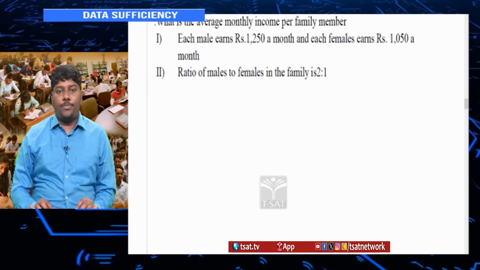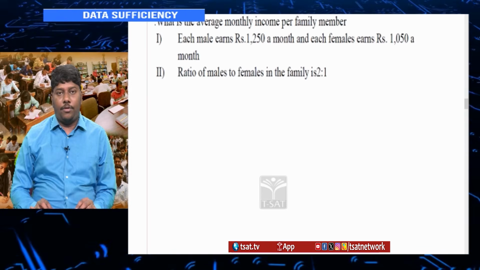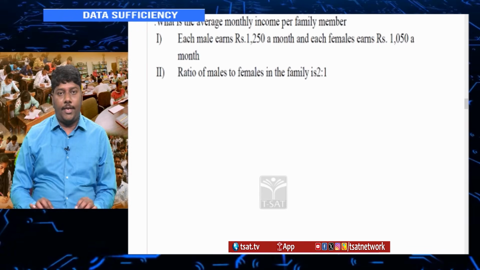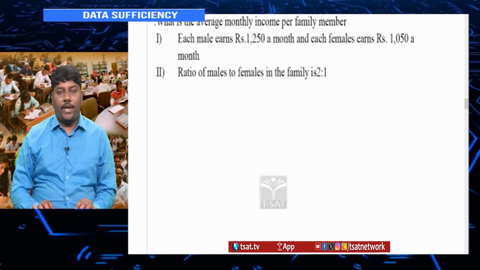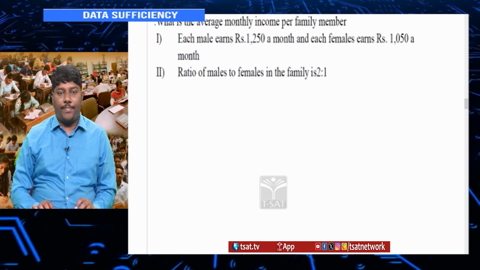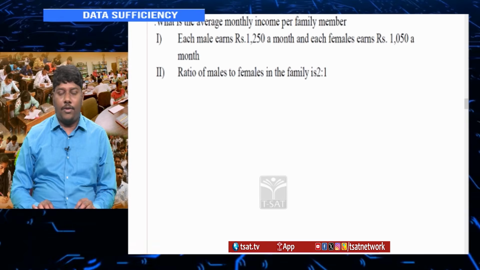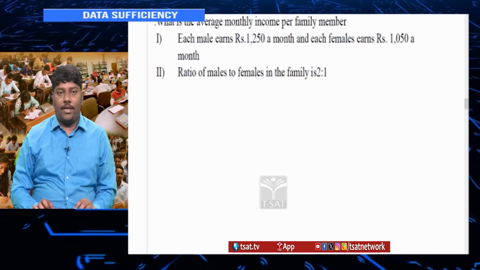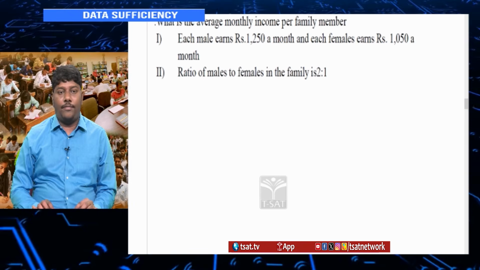What is the average monthly income per family member? So you need to know the average monthly income of a family member. Statement 1 says each male earns 1250 a month and each female earns 1050 a month. Just by knowing that a male on an average earns 1250, and a female on an average earns 1050, you can't find out the average.